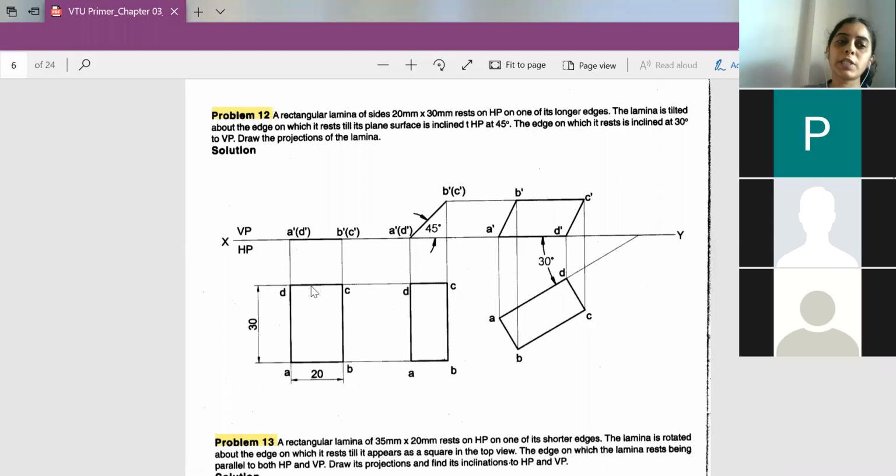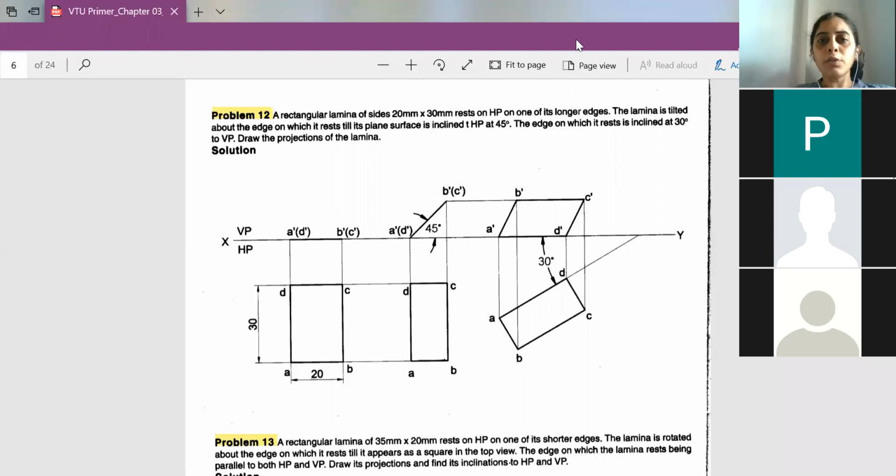So what is the problem given here? It is a rectangular lamina of side 20 mm into 30 mm and it is resting on HP on one of its longer edges. Means it tells you that the data is given with respect to resting on HP with one of the longer sides. So you have to assume the given lamina parallel to our HP line and it is resting on the longer side. So you have to show the longer side first and then the shorter side, and the description related to HP also shows that we will start from the top view and then go to the front view.